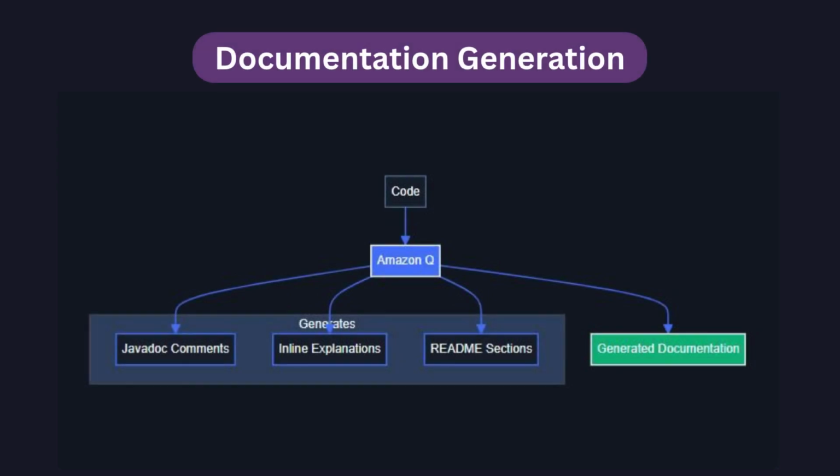Next, let's look at documentation generation. Amazon Q can generate Java comments, inline explanations, and README sections. It analyzes your code and produces accurate documentation, which is useful for maintaining and understanding codebases.